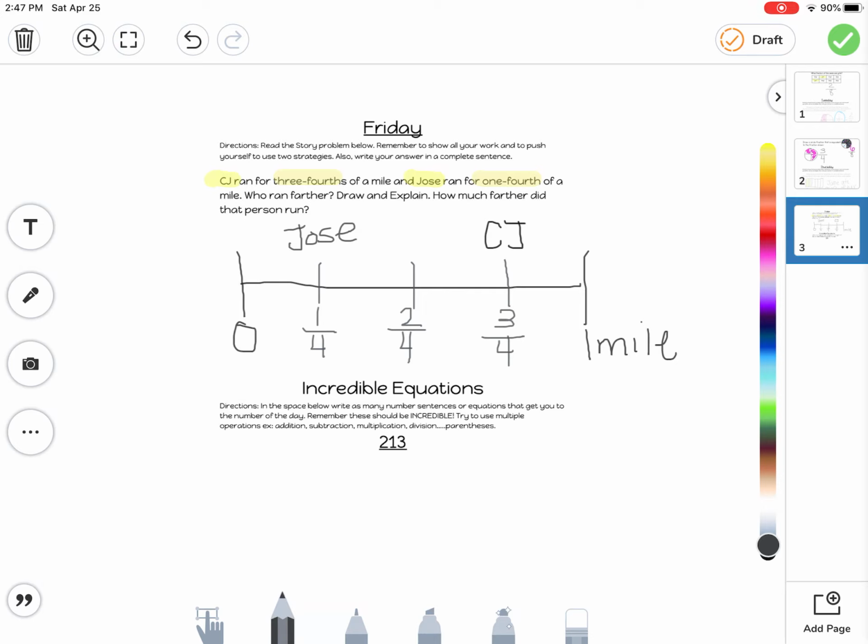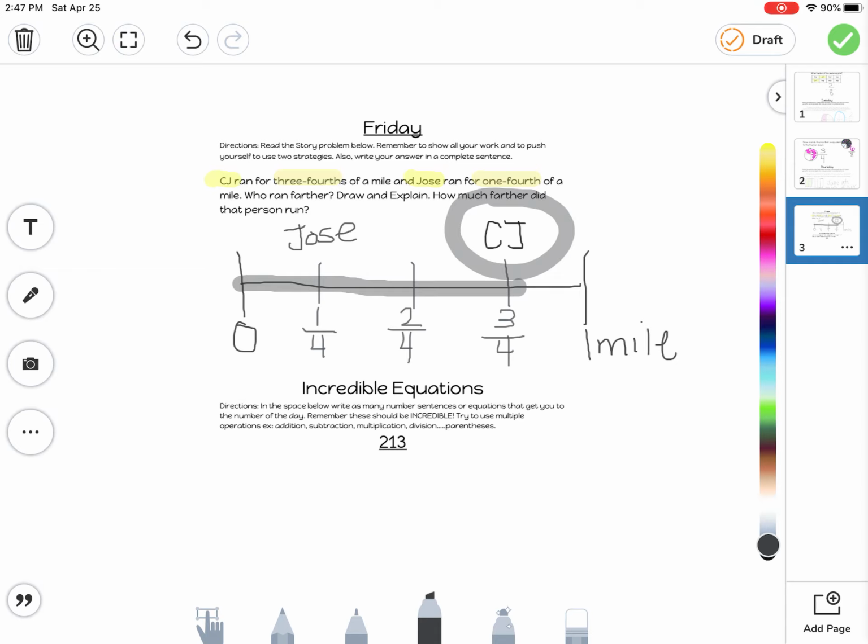And now it says, who ran farther? Well, who's closer to a mile? Who's gone farther on our number line? Well, when you look at it like that, I go and I see who went farther, and my answer would be CJ. That CJ ran farther than Jose.